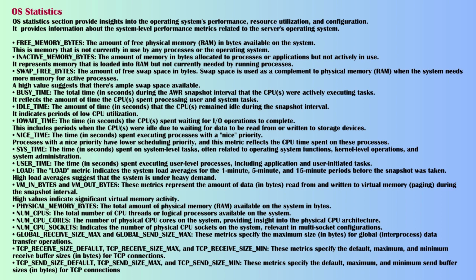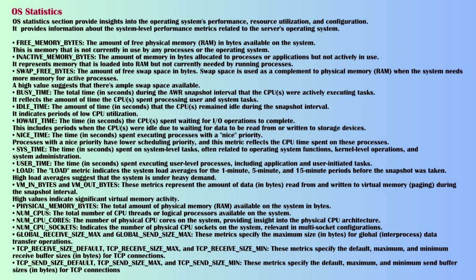Global_receive_size_max and global_send_size_max, these metrics specify the maximum size, in bytes, for global interprocess data transfer operations. TCP_receive_size_default, TCP_receive_size_max, and TCP_receive_size_min, these metrics specify the default, maximum, and minimum receive buffer sizes, in bytes, for TCP connections.